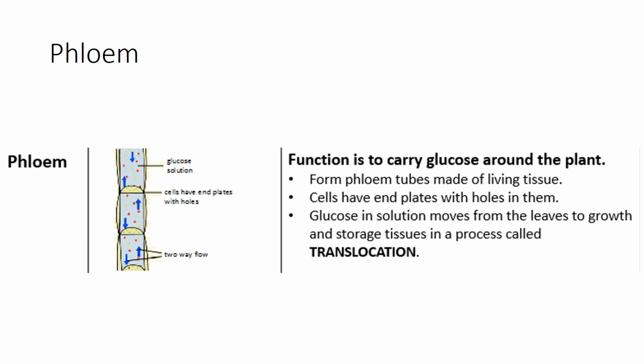We also have phloem that have a similar job to xylem in that they transport substances around the body, but they can go in both directions. They can go up and down. Now they're made of living tissue, so they are alive, and they have holes at the end of each cell called sieve plates. This allows substances to transfer really quickly, things like glucose, to move up and down as quick as possible. Glucose in solution moves from the leaves to growth and storage tissues in a process called translocation.